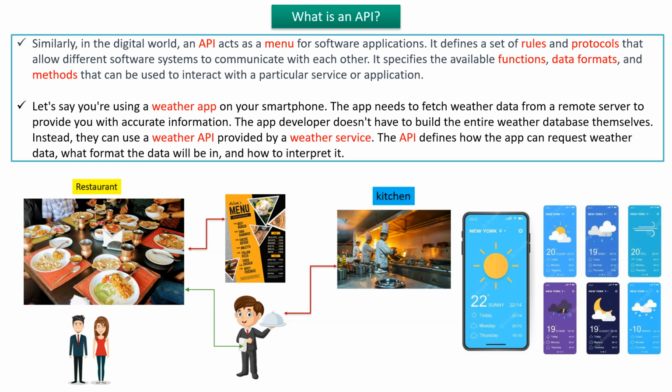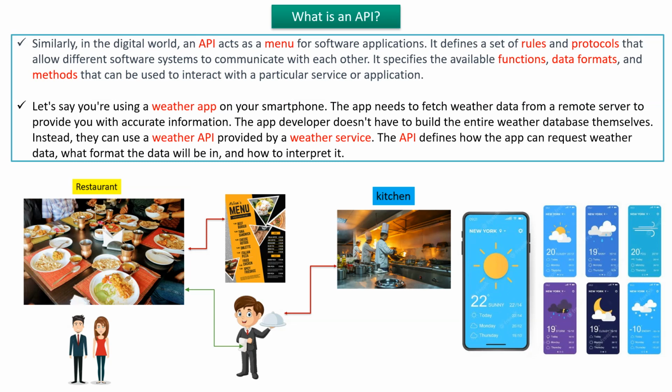Let's say you are using a weather app on your smartphone. The app needs to fetch weather data from a remote server to provide you with accurate information. The app developer doesn't have to build the entire weather database themselves. Instead, the app developer can use a Weather API provided by a weather service. The API defines how the app can request weather data, what format the data will be, and how to interpret the data.